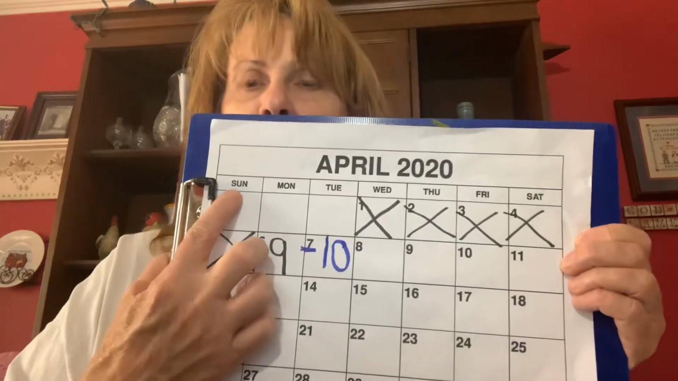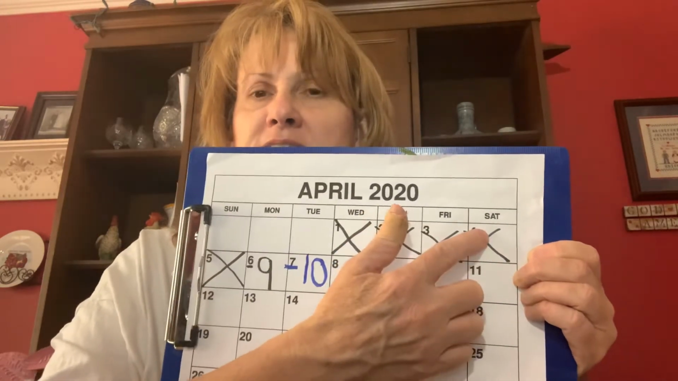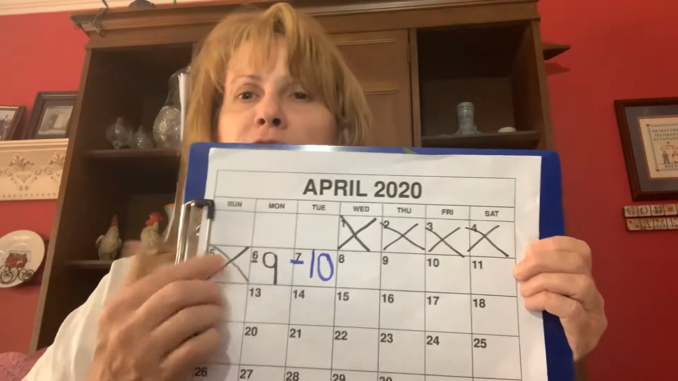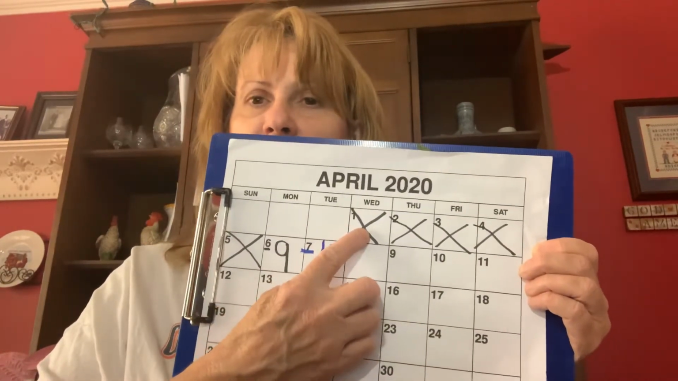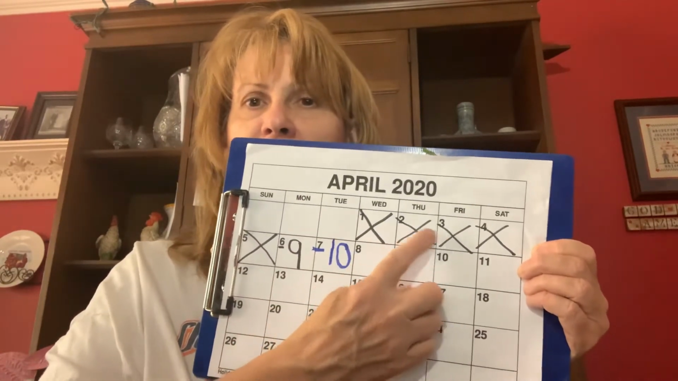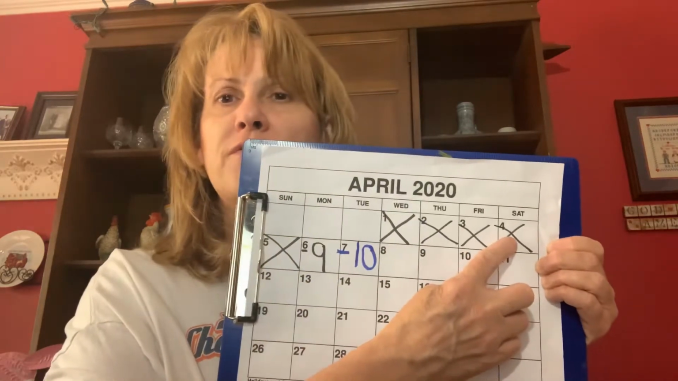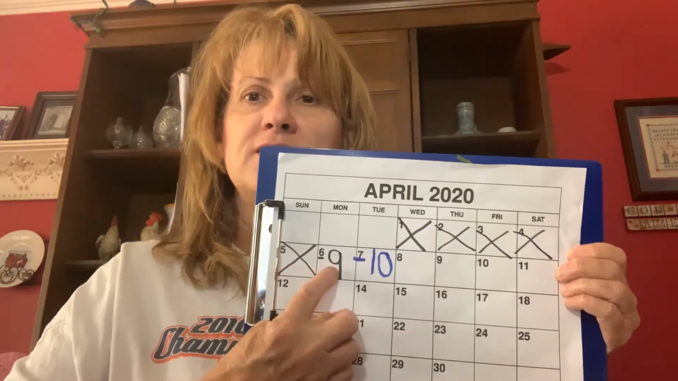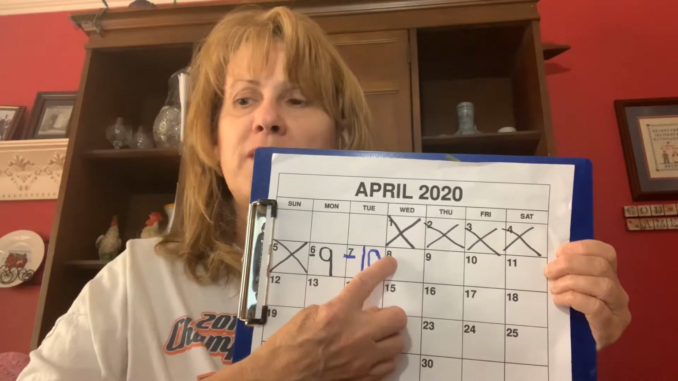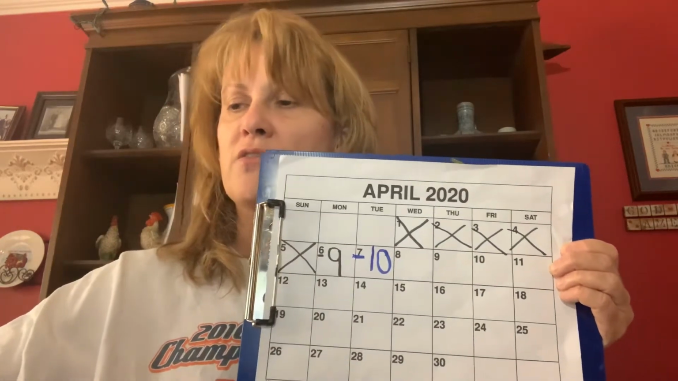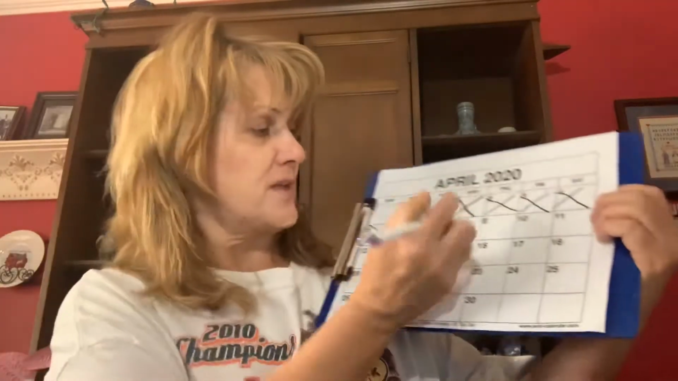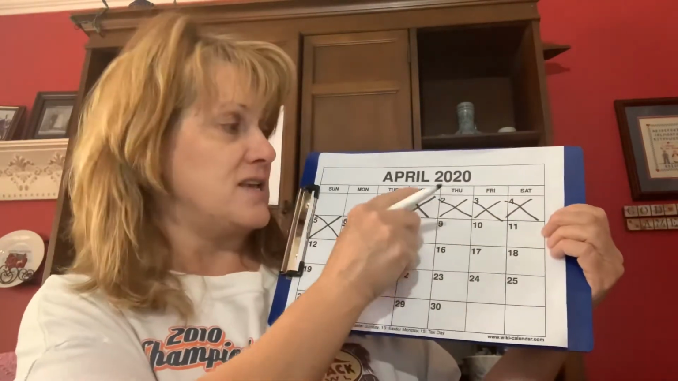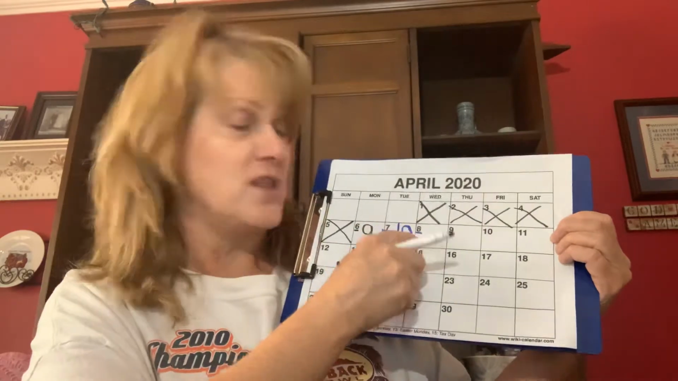All right, so here's Sunday, Monday, Tuesday, Wednesday, Thursday, Friday, Saturday, okay? And then for what day it is, we'll start here. That was the 1st, 2nd, 3rd, 4th, 5th, 6th, 7th, 8th. So right here, I'm going to underline the number 8 because today is Wednesday, April 8th, 2020.